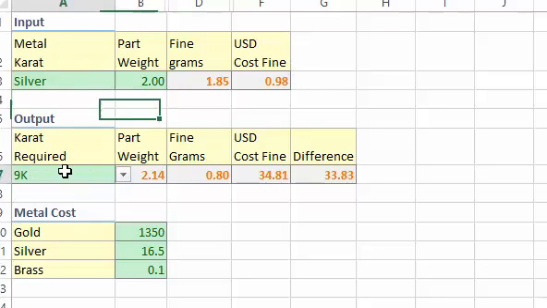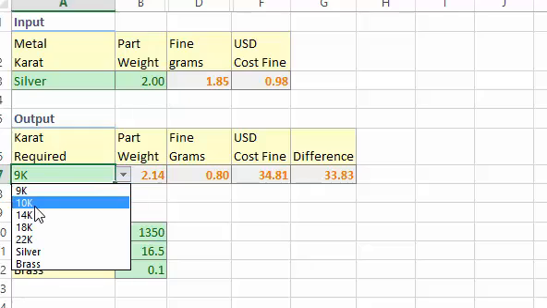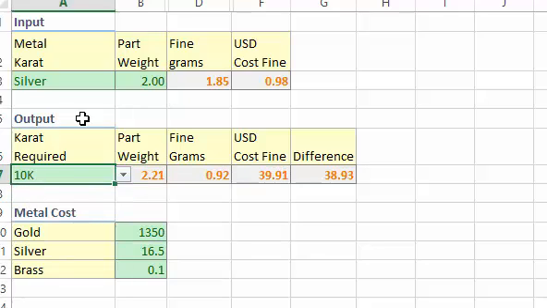The second part of the sheet is asking, what do you want to convert to? I want to convert that to a 10K piece. What it's calculating, using specific gravities for the different metals, is that this part weight will now be 2.21. The fine grams in there, calculated at whatever 10K is, is 0.92 of a gram. So 10K is 0.416. So 0.92.